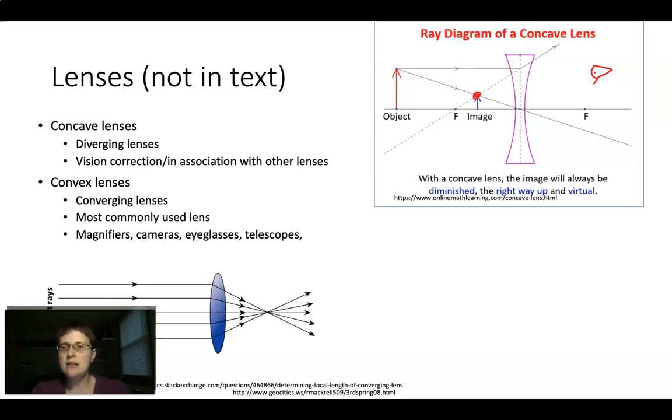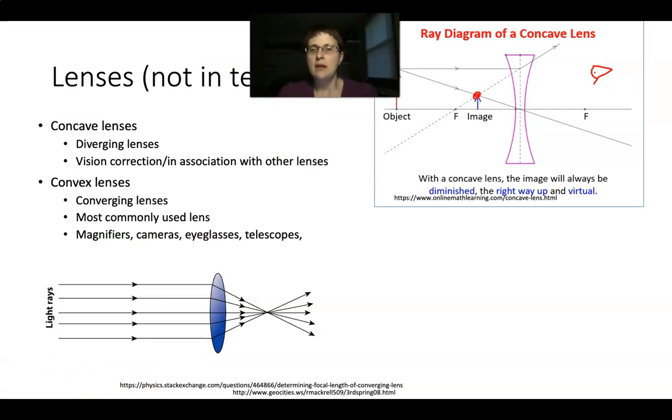So convex lenses are the opposite. They are converging lenses. So when the incoming light hits a convex lens, in this case a double convex lens, so it's bent on both sides, the light, instead of diverging, spreading out, converges to a focal point, a single point, before it then diverges.